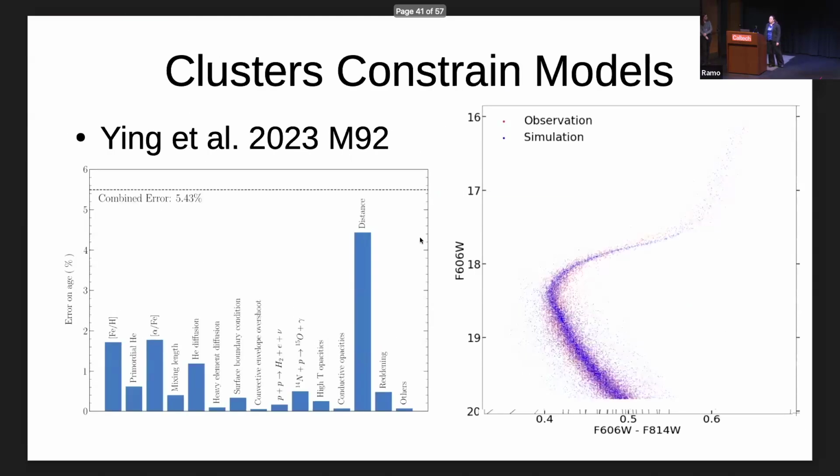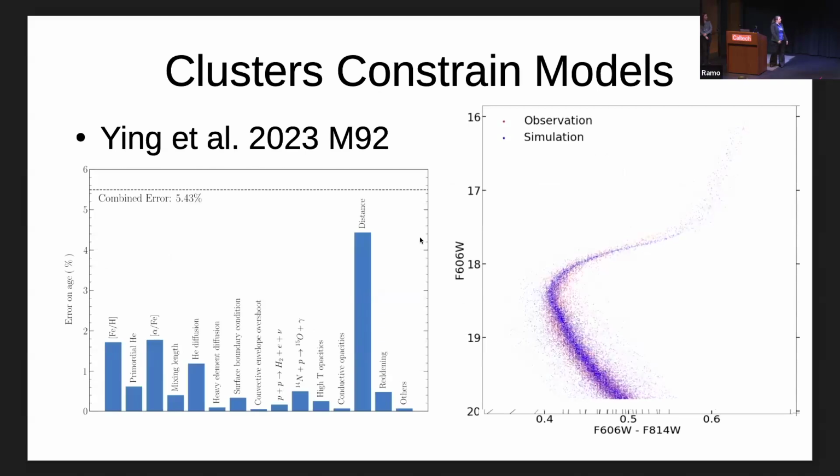Yeah, so this is currently my favorite paper. It was written by Martin Ying, who's a graduate student at Dartmouth. And he actually went through and did exactly that parameterization you were checking. For M92, which was what he was working on specifically in this paper, it was the distance to the cluster that was actually the most uncertain thing.